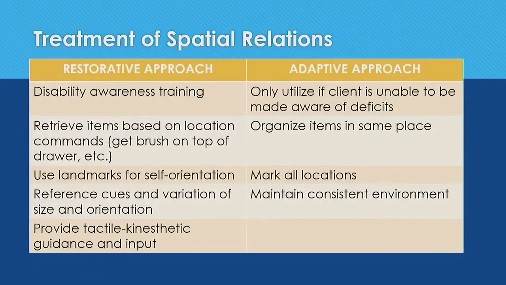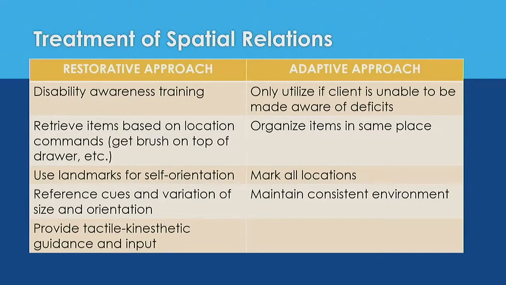So again, two approaches, restorative and adaptive approaches. For spatial relations, you want them to retrieve items based on location. For instance, get your brush on top of the drawer. Do they know that's top, bottom? Okay. Use landmarks so they can have orientation, stop at the stop sign on the left and then move your body 90 degrees. Use reference cues and variations in size and orientation, and provide them with tactile and kinesthetic guidance.